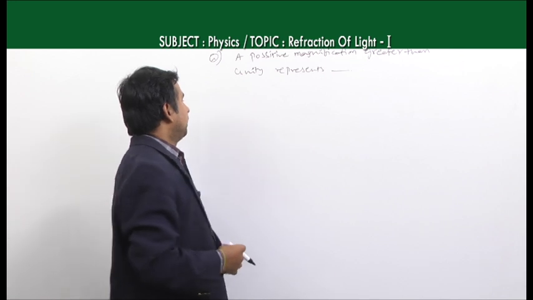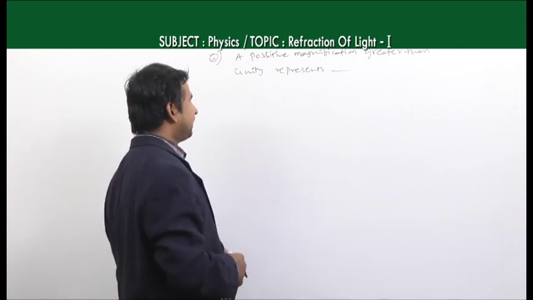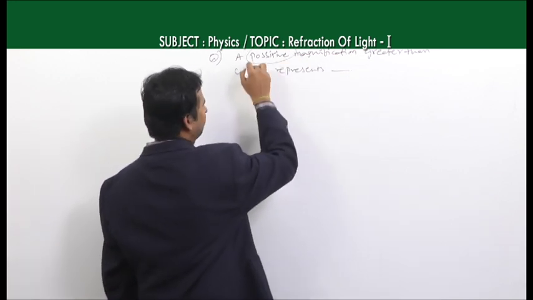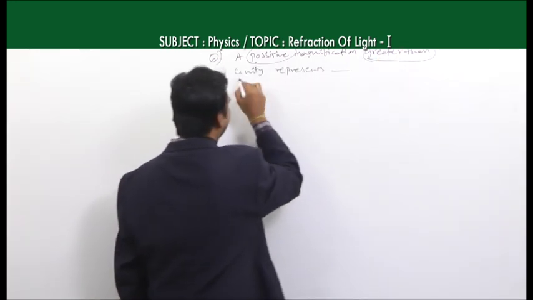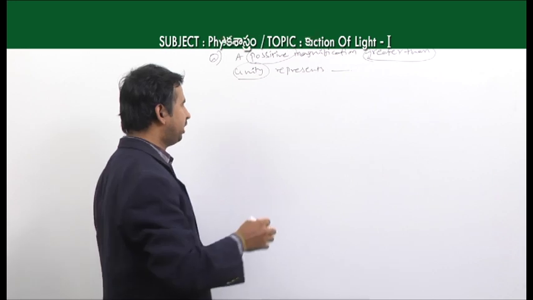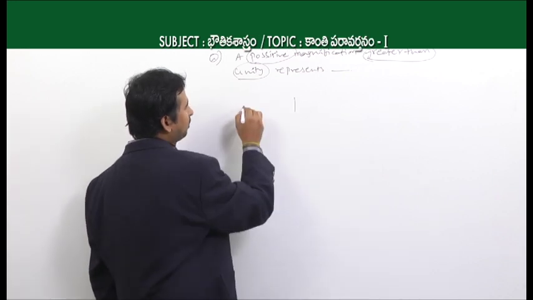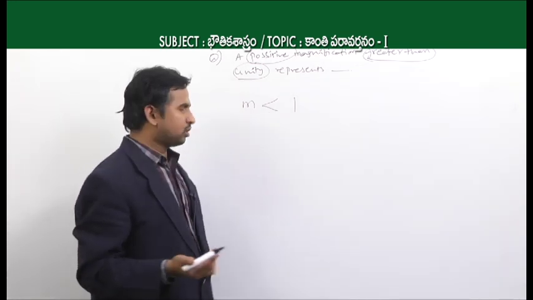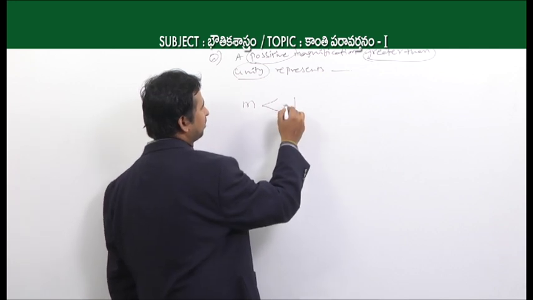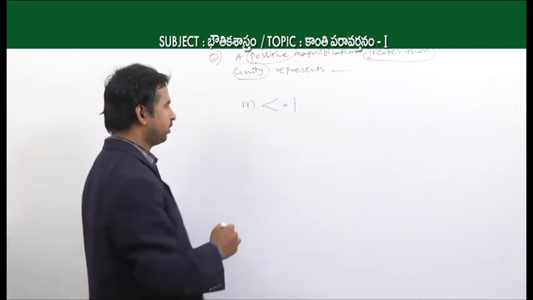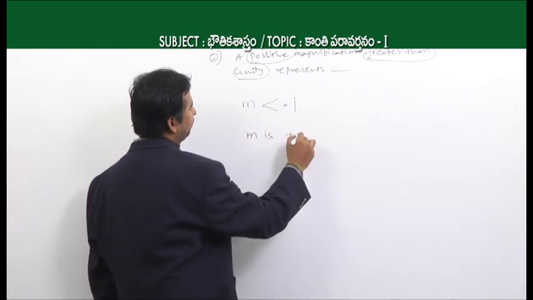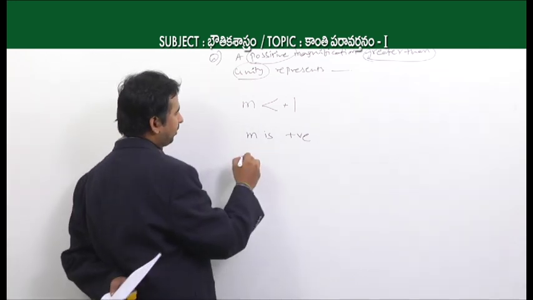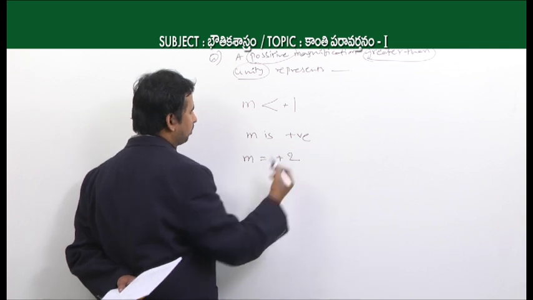Now, the next question: given that a positive magnification greater than unity represents what? Mainly 2 things are there. One is that it is positive, another is that it is greater than unity, and unity means 1. So the m value is positive and its value is more than 1. For example, you can take m is equal to plus 2.